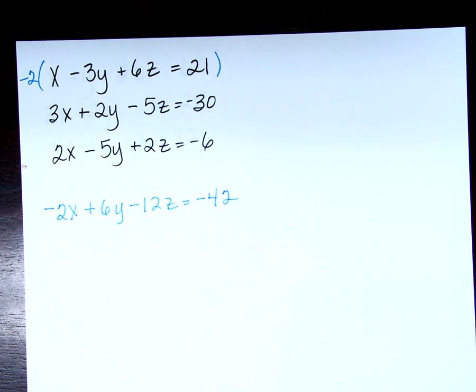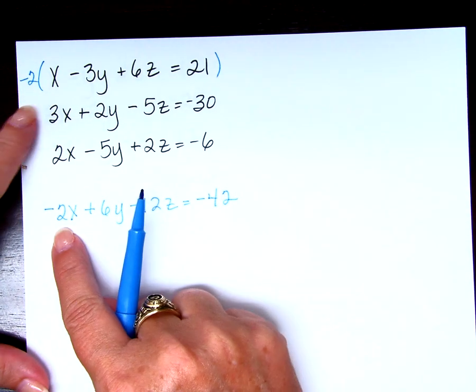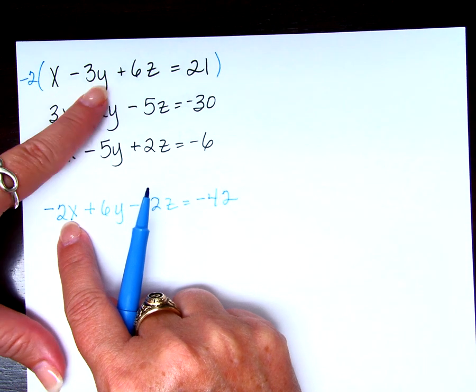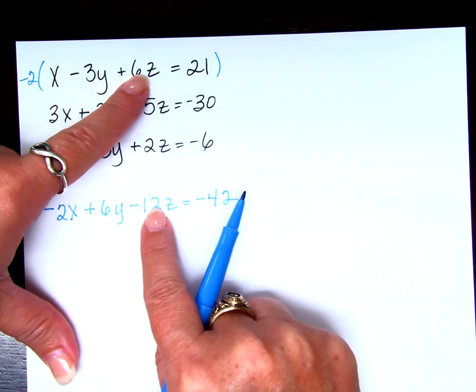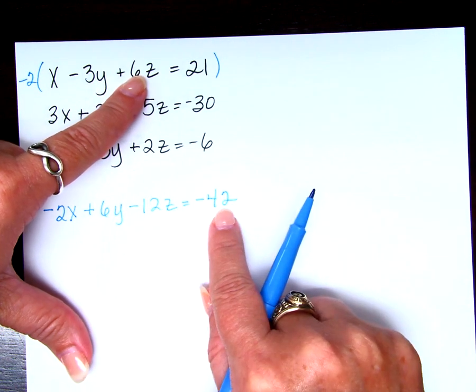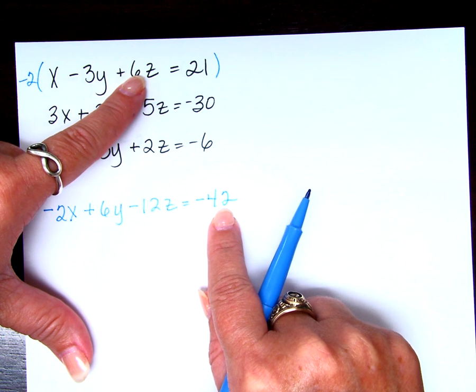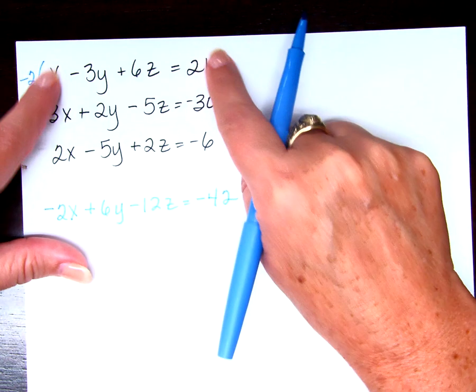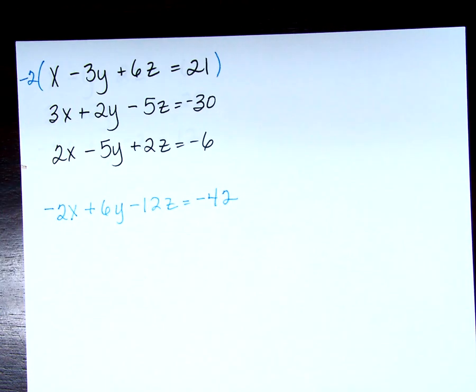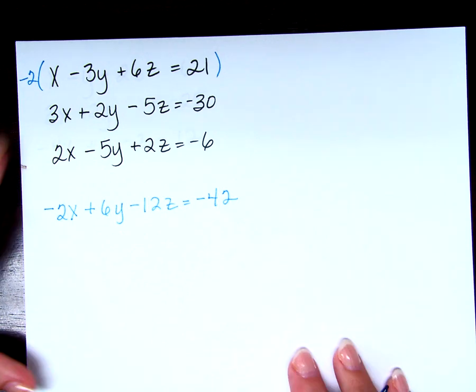Now, I'll tell you right now, a lot of people remember to multiply that, and that, and that, and they get here and they write 21. Be careful, okay? That's why I purposely put the parentheses around everything. So you remember we're multiplying everything by the negative 2. Does that make sense? Okay?